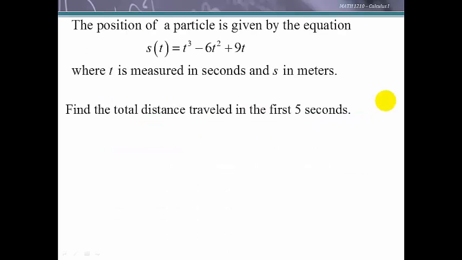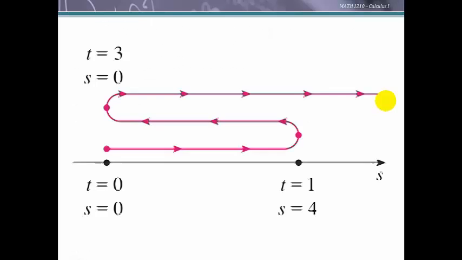Find the total distance traveled in the first 5 seconds. So it went back over the top of itself. If we go back and look at this picture, I don't want to look at where it is at 5 seconds, because that would give me its position here, but it would just tell me how far it was from here to wherever it ended up in 5 seconds. It wouldn't tell me how far it traveled, because it went this way, then it went back, and then it went this way again.